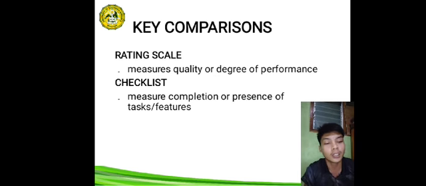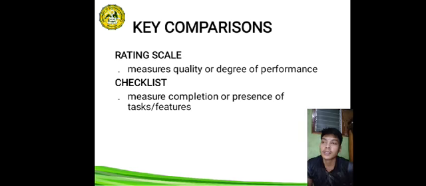So, what is the comparison of these two, the rating scale and the checklist? The rating scale measures quality or degree of performance, while the checklist measures completion or presence of tasks or features. A rating scale is used to measure the quality, intensity, or degree of performance, behavior, or attributes by providing a range of ratings, such as from poor to excellent.